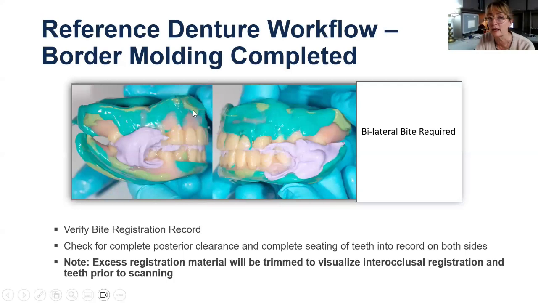The lighter green was the heavy body border molded. The teal or aqua color is the light body wash impression material that we did. And then the purple is more like a blue mousse bite registration material. And this is a bit much, but I do like to put a little bit of blue mousse or a more rigid bite material as the patient is closing.